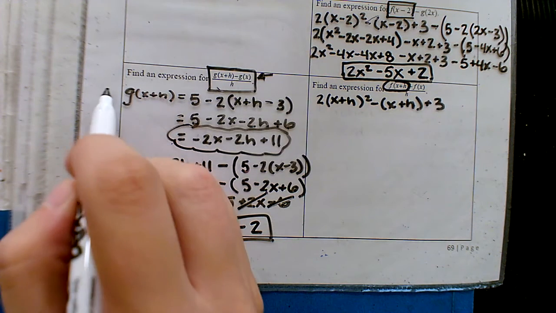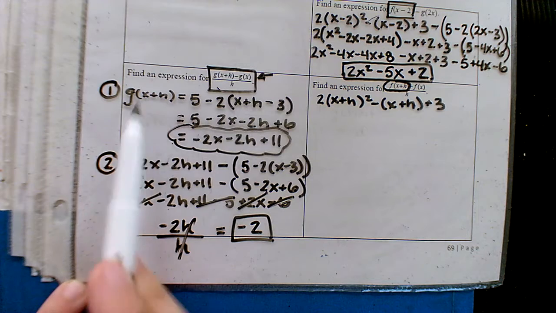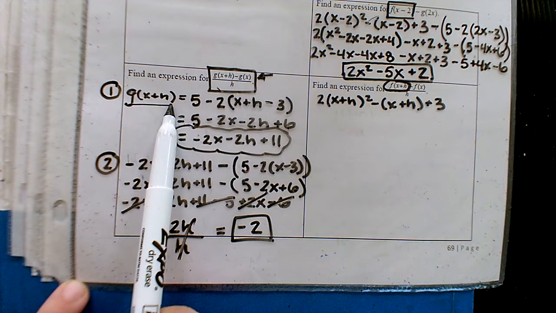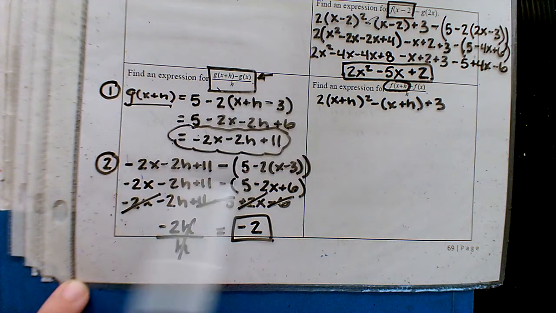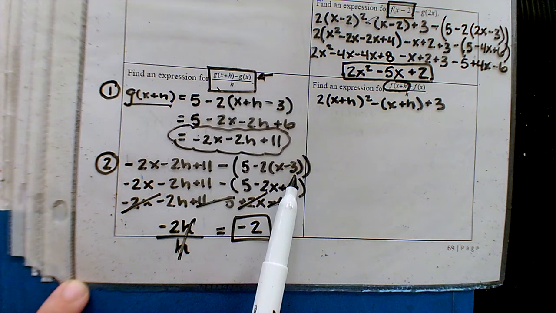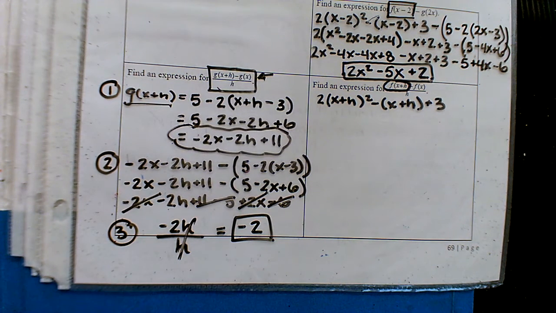For you procedural people, maybe you want to number these. I don't know if that would help. The first thing we did was figure out the x plus h value. Then we subtracted the original function on the end. And lastly, we divided by h. I don't know if it helps if you number them, but who knows.